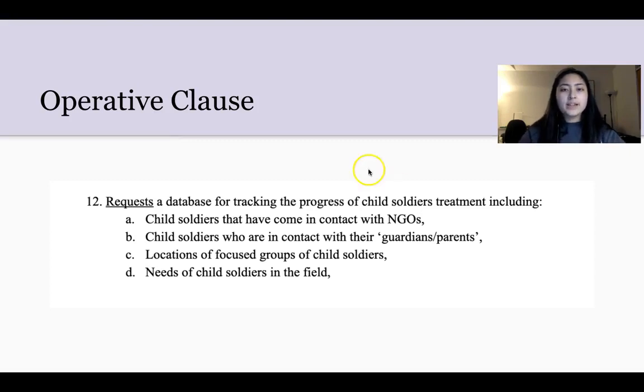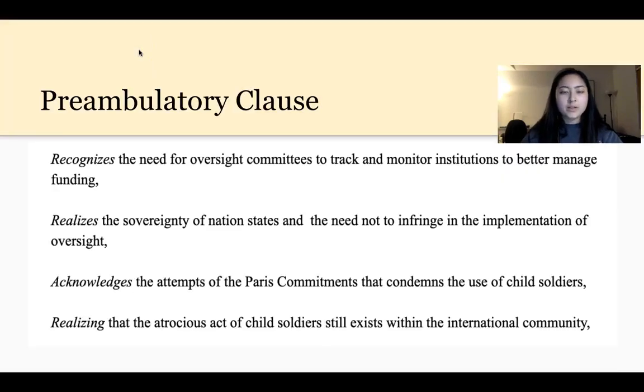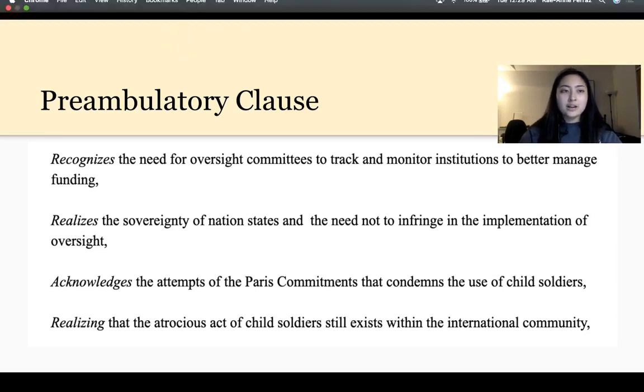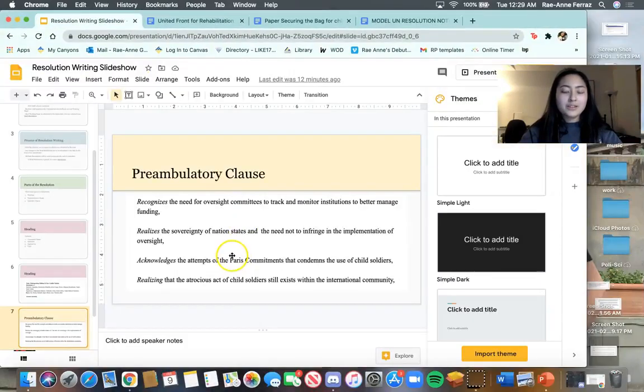And with that, that is the very basic introduction of the resolution writing process. Again, I will include another video that will go more into depth on operative clauses and preambulatory clauses, since they are a bit more difficult to write, I would say, and they need a lot more focus. But other than that, that is the introduction of writing a resolution. Hopefully, you guys have learned from this, and I will give you guys another video on preambs and operative clauses.